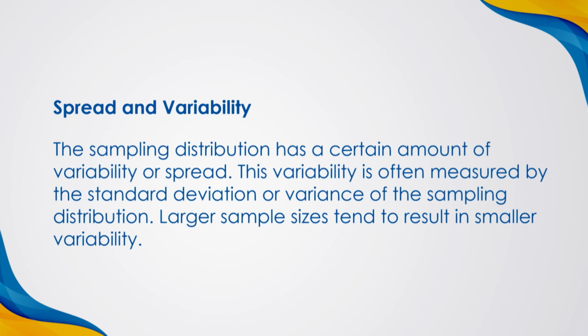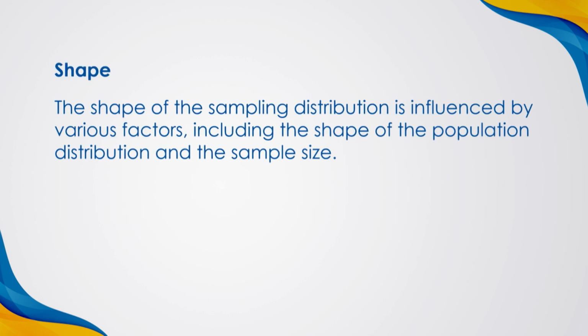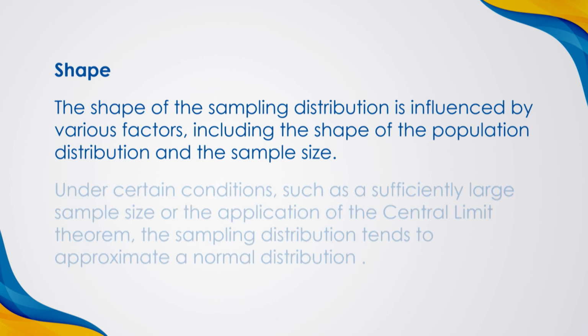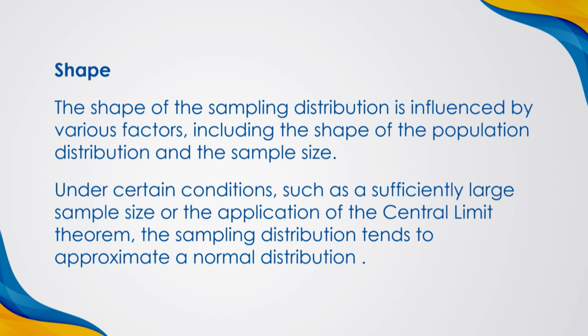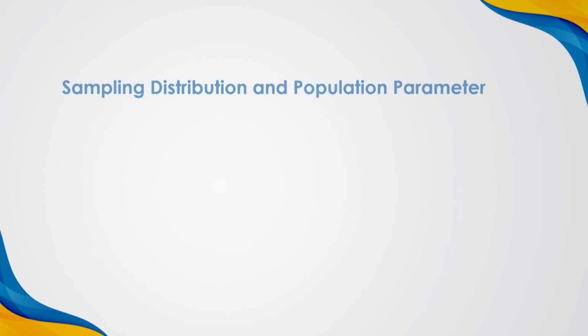mean. The spread and variability: the sampling distribution has a certain amount of variability or spread. This variability is often measured by the standard deviation or variance of the sampling distribution. Larger sample size tends to result in smaller variability. Shape: the shape of the sampling distribution is influenced by various factors, including the shape of the population distribution and the sample size. Under certain conditions, such as a sufficiently large sample size or the application of the central limit theorem, the sampling distribution tends to approximate a normal distribution.